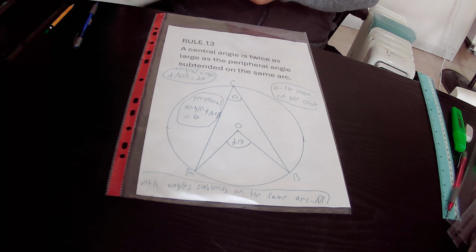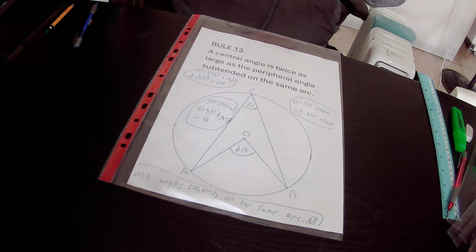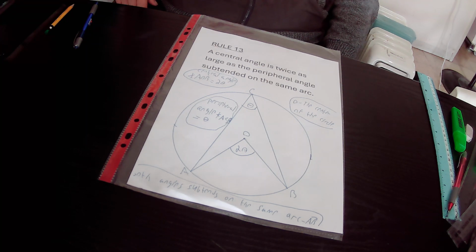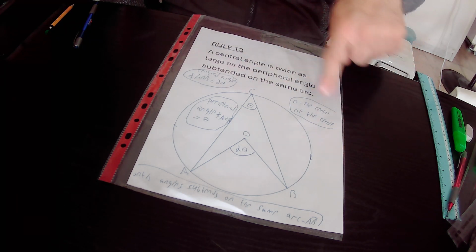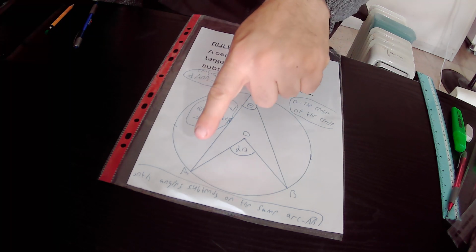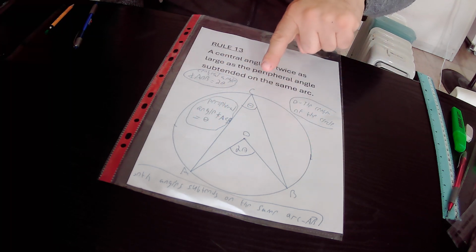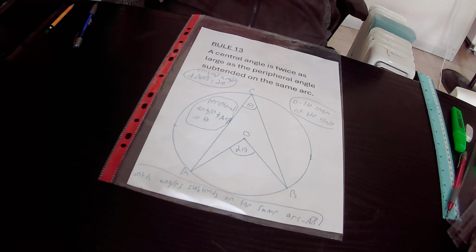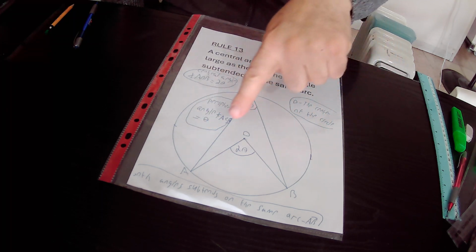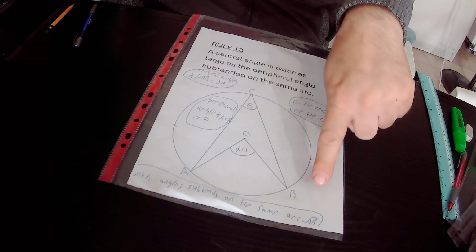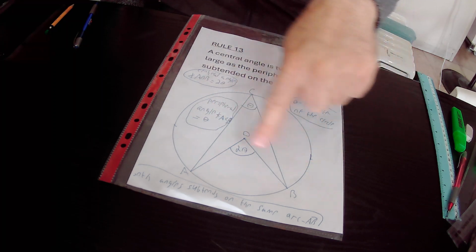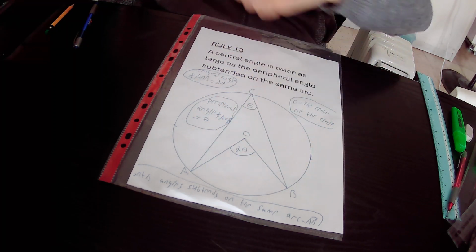According to rule 13, a central angle is twice as large as the peripheral angle subtended on the same arc. So in the drawing we have a circle. Inside this circle we have peripheral angle ACB equal to theta degrees in its size, and this peripheral angle ACB is subtended on arc AB. In addition, we have in the drawing the central angle AOB, that is subtended on the same arc, arc AB.